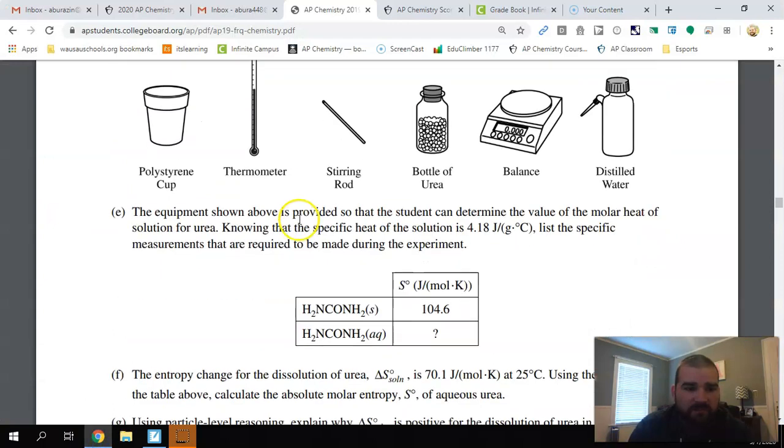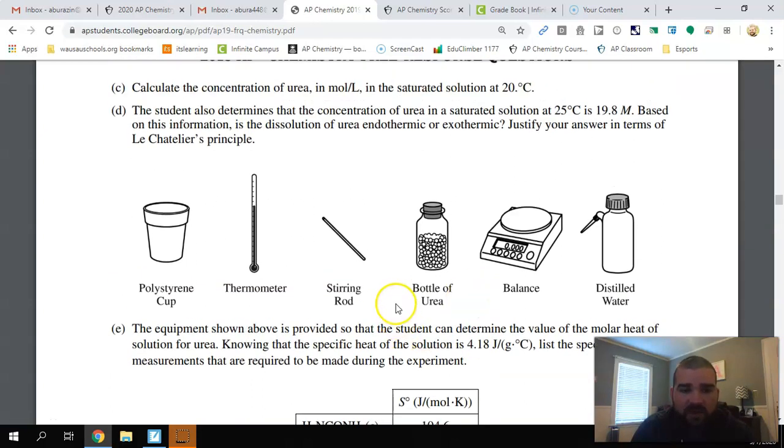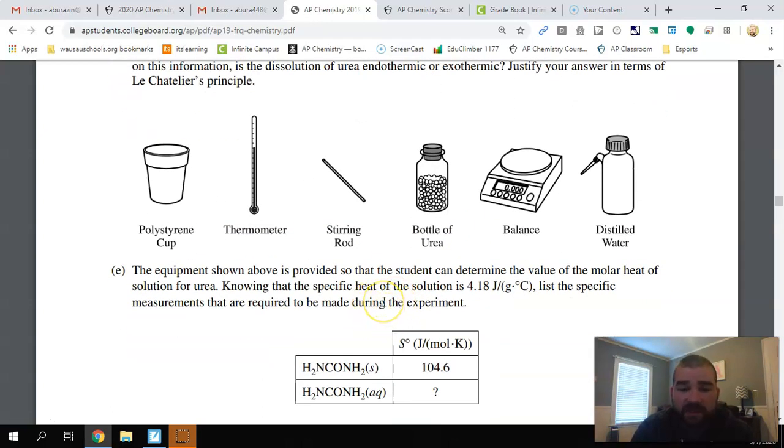Part E, this is now the lab, so we got all this lab equipment. So the equipment shown above is provided so that the student can determine the value of the molar heat of solution for urea. Knowing that the specific heat capacity of the solution is 4.18 joules per gram degree Celsius, list the specific measurements that are required to be made during this experiment. So what we're trying to do here is figure out how much heat is released or how much heat is used up, right, endo-exo, when we dissolve urea in water. That's what they're asking for, okay?